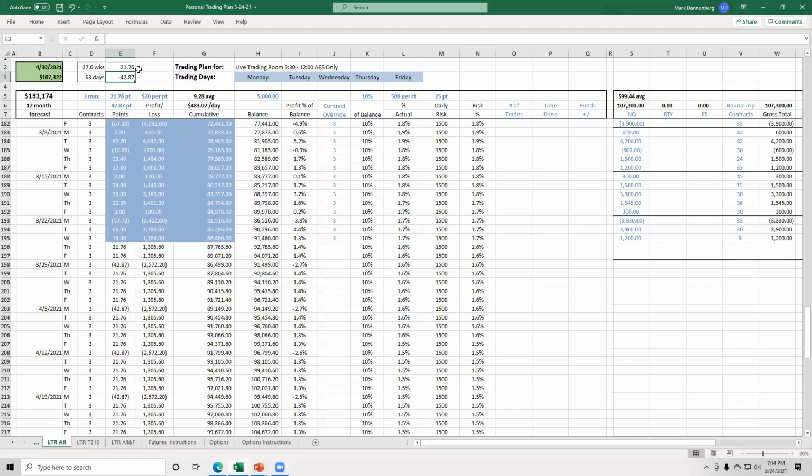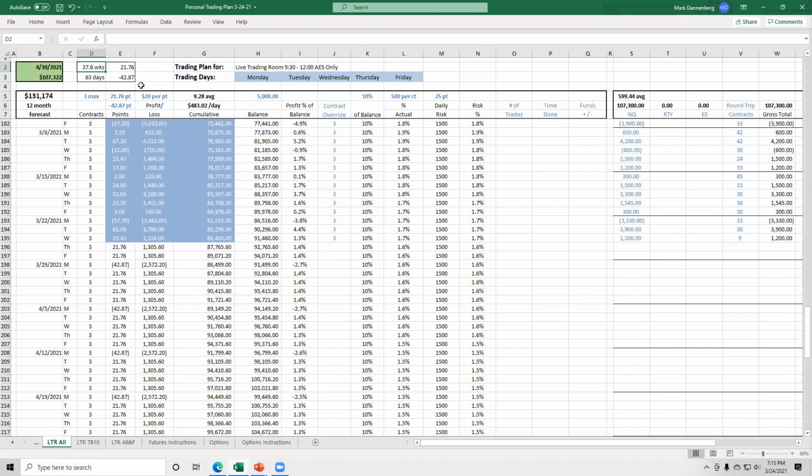However, these are not just straight averages. These are averages of the losing and winning days that also take into account the frequency of losing days per our history. So 63 days of losses factored into 37.6 weeks. And it also takes into account the number of winning days as a factor over the number of weeks in our history. So they're not just pure averages, which gives us a very realistic go forward forecast.